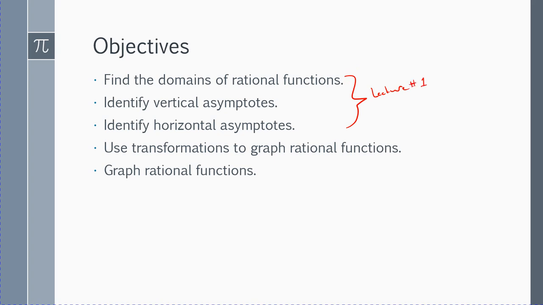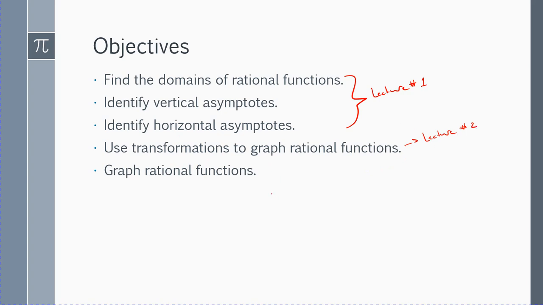And then I'm going to follow it up. Then we're going to start talking about what the graphs of rational functions look like, and we're going to spend a lot of time on that. So the next lecture, I'm going to talk about using transformations to graph rational functions. So this is lecture 2. This will be a little bit shorter.